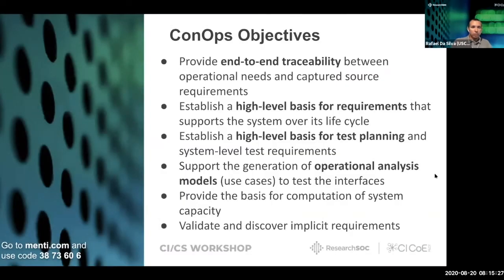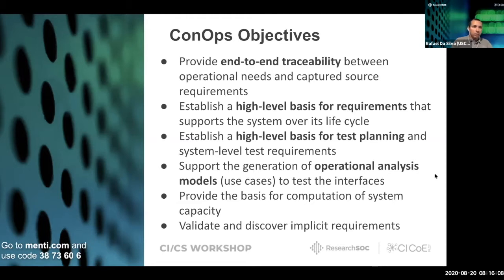So basically, when you're looking at a ConOps document, there are some objectives you want to achieve. The first thing you want to do is provide end-to-end traceability between all the operational needs and the source requirements. What this means is that someone reading this document needs to understand exactly everything that your system is going to do and what the requirements are to have this system behaving perfectly. Another thing is to establish a high-level basis for these requirements, also a high-level basis for test and planning, and the operational analysis model.